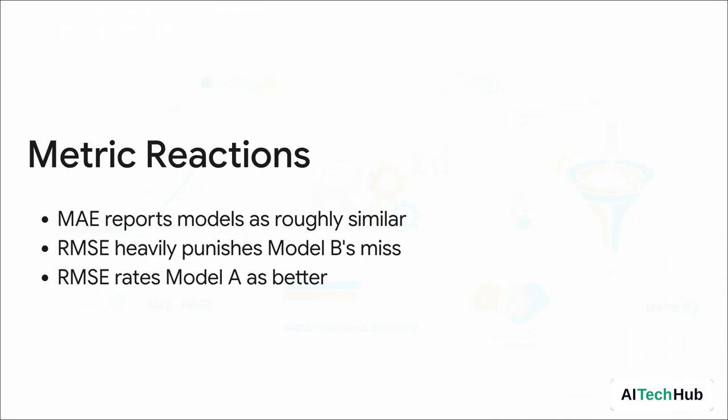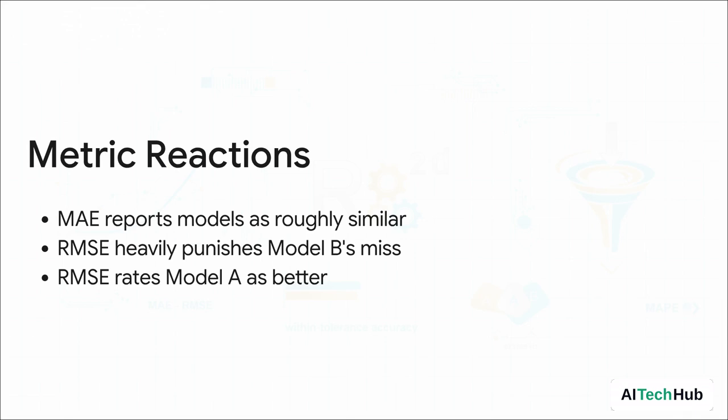Notice the totally conflicting reactions from our metrics. MAE might report these two models as being roughly similar, because it treats every error proportionally the same, completely regardless of size. It effectively hides Model B's catastrophic failure.